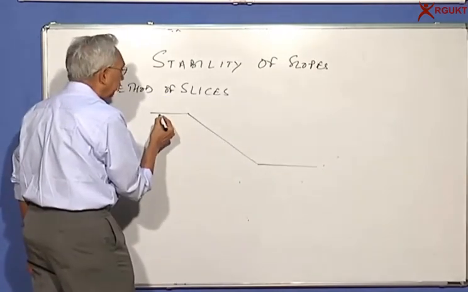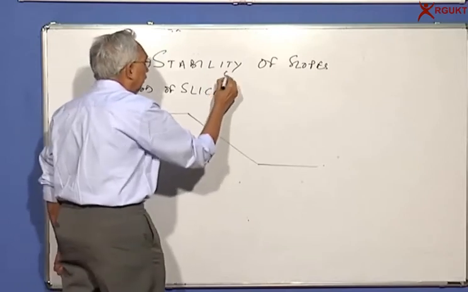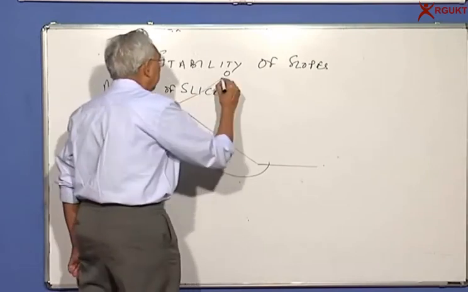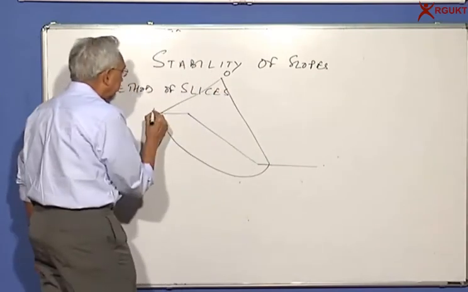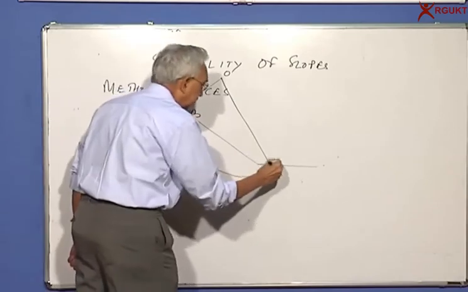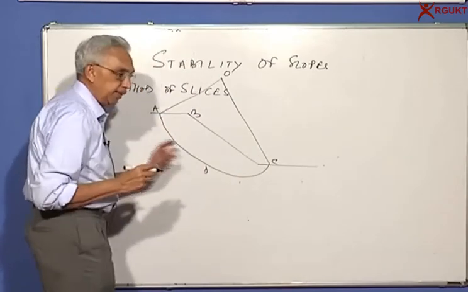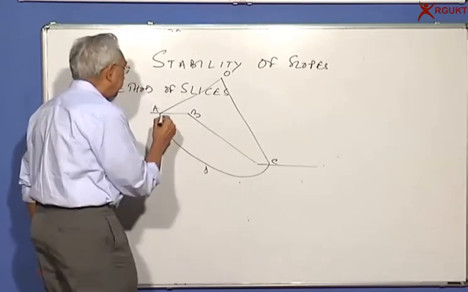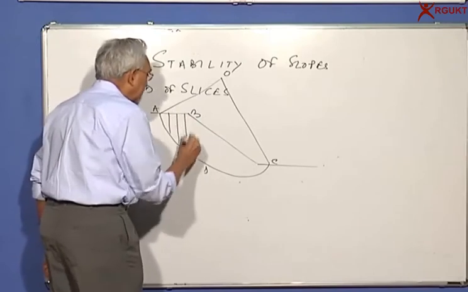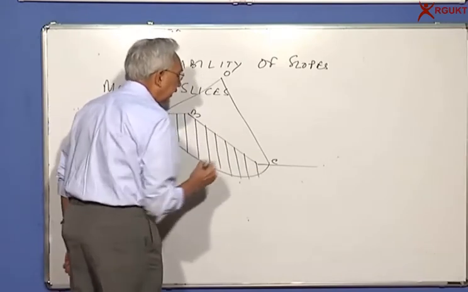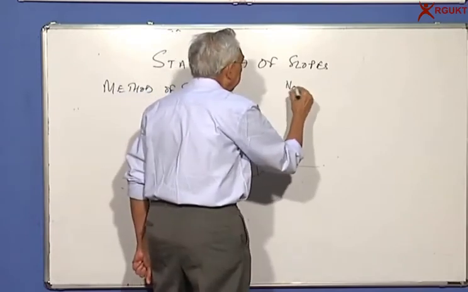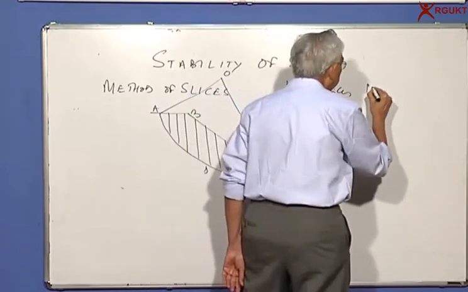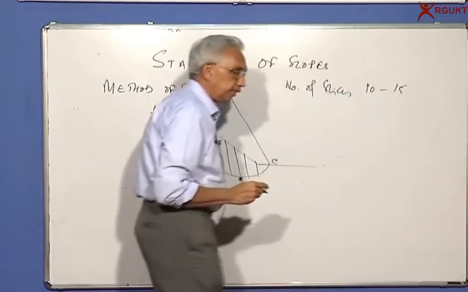We are not worried about the geometry of the material or the slope. What we do is we pick up a center O, draw an arc of a circle, and then we assume that this soil mass A, B, C, maybe D, is likely to slide. You realize that this is a very irregular shape, so what we try to do is divide this into a number of slices, and you will realize each slice is almost like a rectangle. Usually if you are around 10 to 15 in number, the accuracy is good enough.